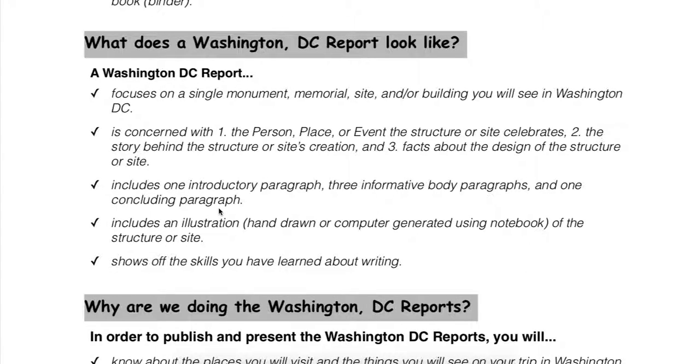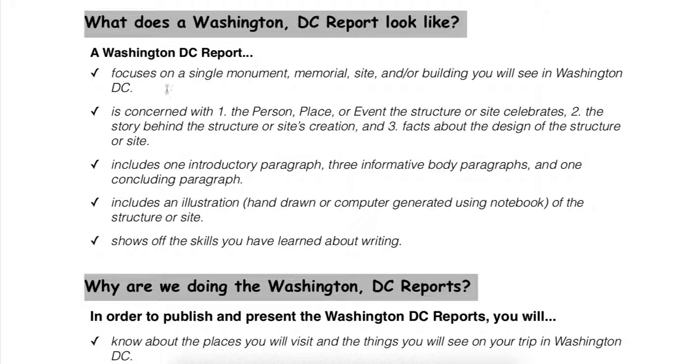Next question, what does a Washington, D.C. report look like? A Washington, D.C. report focuses on a single monument, memorial, site, and or building you will see in Washington, D.C. A Washington, D.C. report is concerned with 3 things. 1, either the person's life, so like the Martin Luther King Jr. Memorial is on the person's life, or the history of the place, like let's say a Bull Run, or the event or structure it celebrates. Another one might be Mount Vernon.